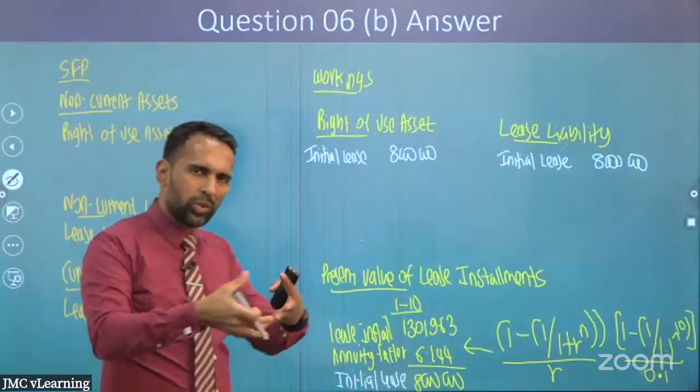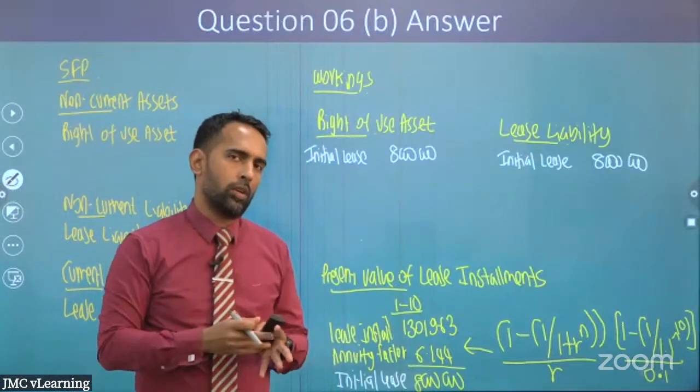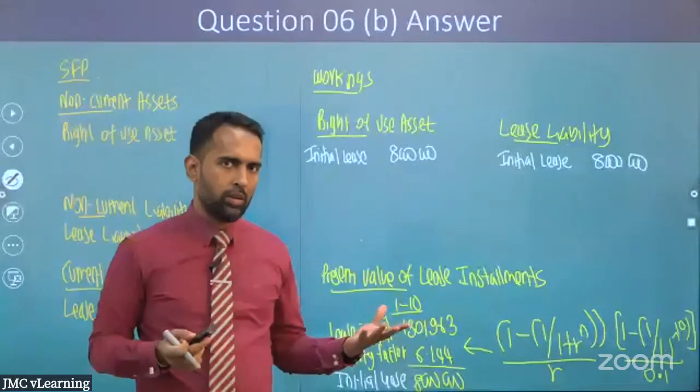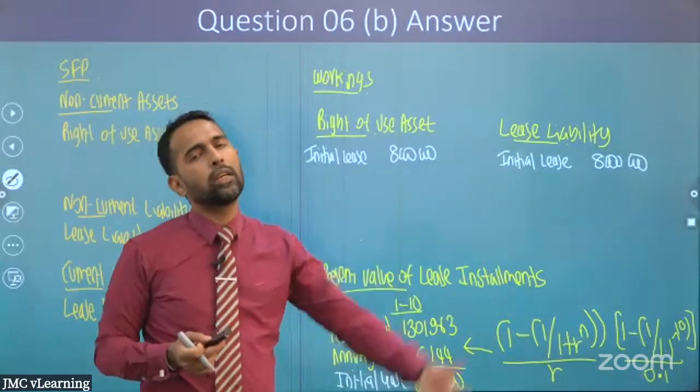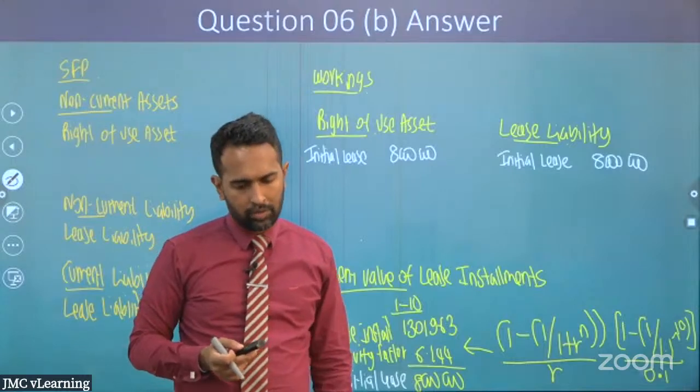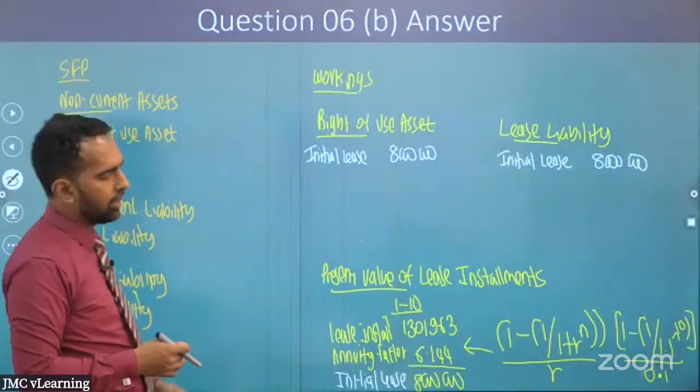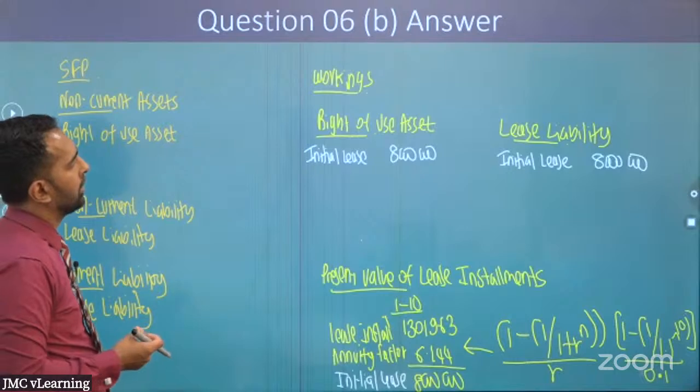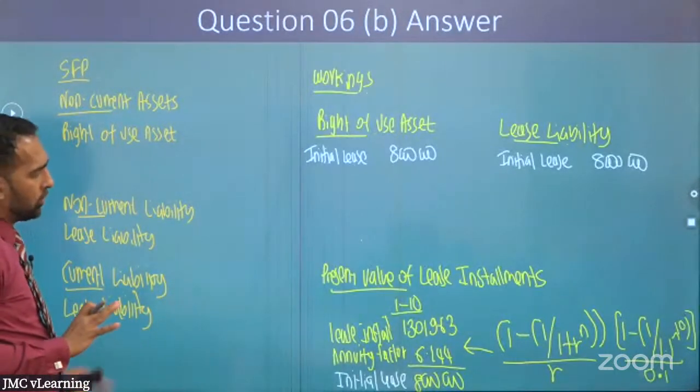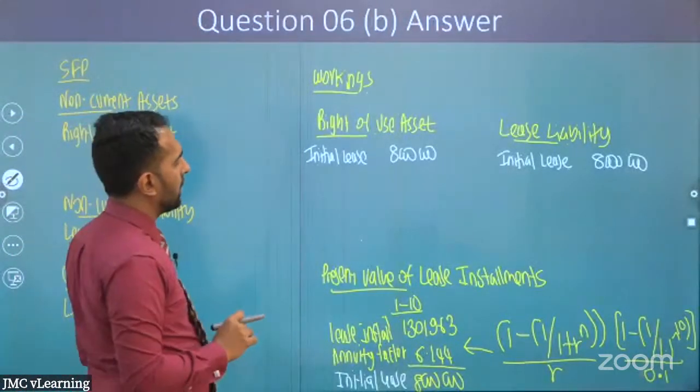You are taking the lease to get the right of use asset. Lease is a liability, right? On the other side, you are getting the right of use asset. Okay, right? I hope you got the idea. So there is the difficult part of the question. Other things are easy.